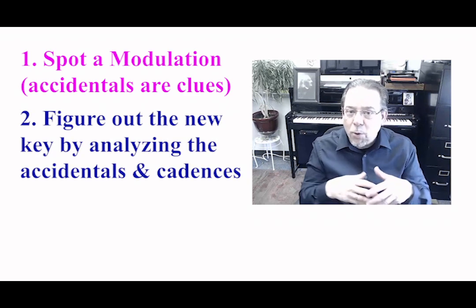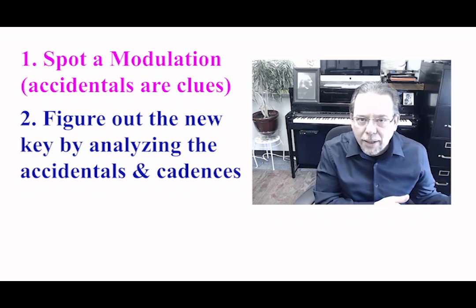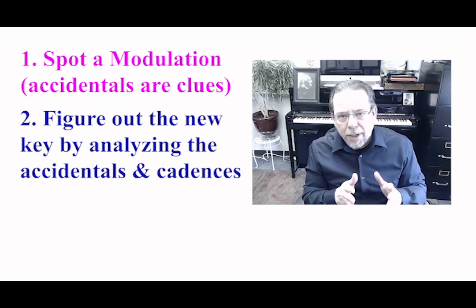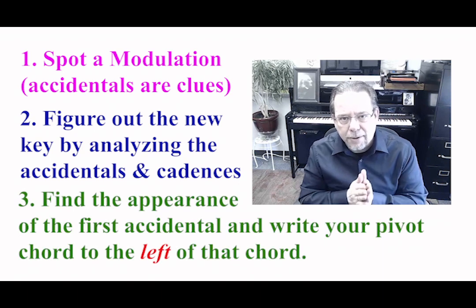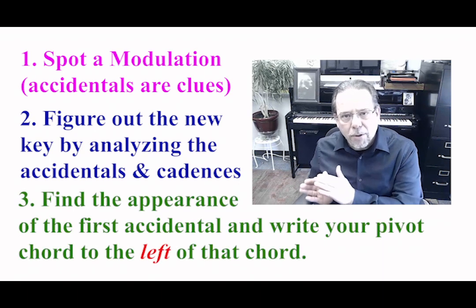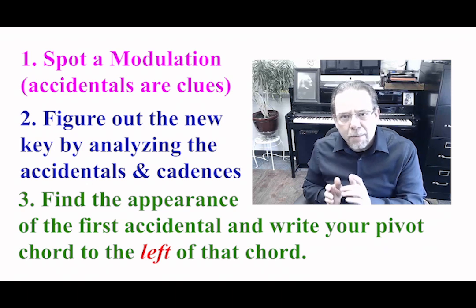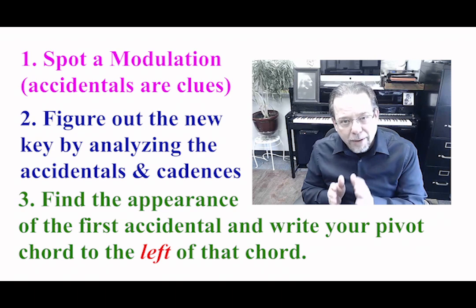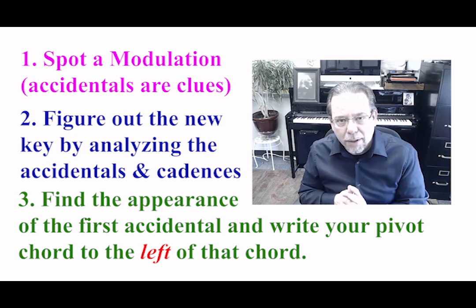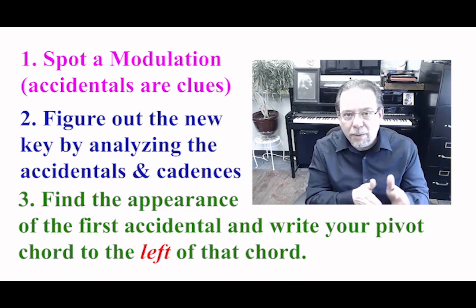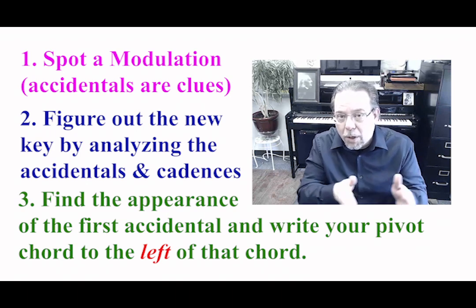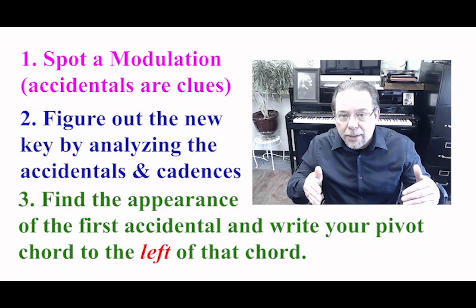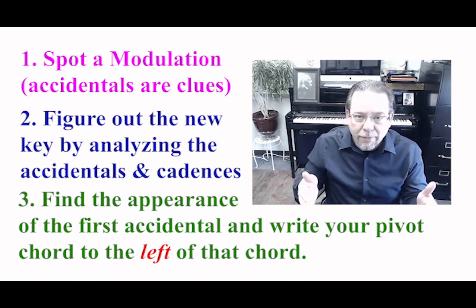So step 2 is to identify what key you're modulating into. Step 3 is to look at the appearance of the first accidental that lies outside the original key signature. And then move to the chord to the left. And usually that's going to be your pivot chord. In some cases, that pivot chord could be in a variety of places. Sometimes as many as 3 chords could function in both keys. You only need to label one of them.